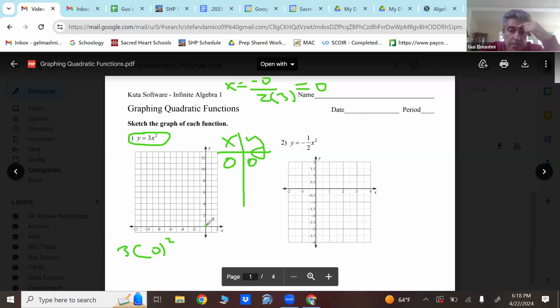So save 0, 0. And then you want to plug in some other points, some to the left and some to the right. So what's to the left of 0? -1. And to the right, +1. Okay, now plugging 1 and -1 into the original equation, what do you get for y?